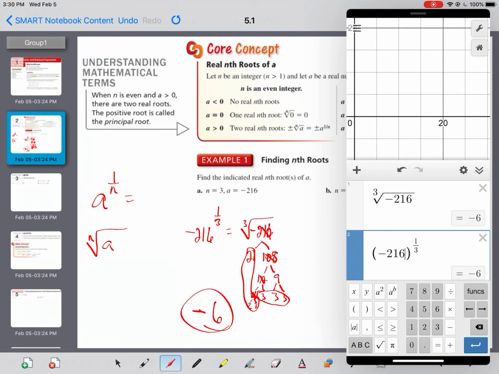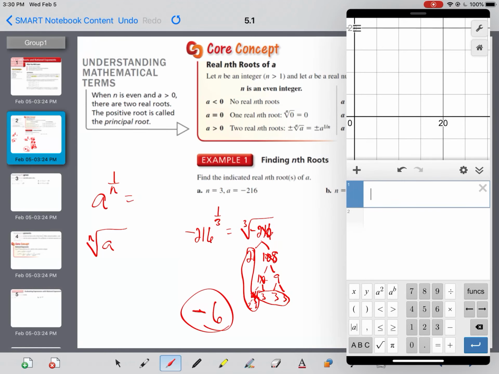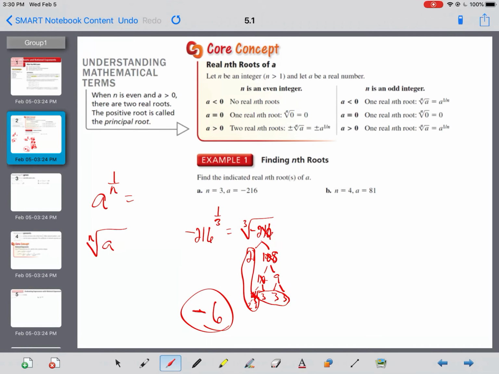Okay. Now let's look at how that works if I take the parenthesis off. If I delete that parenthesis, luckily enough, Desmos still gives us a good answer for that. But be careful with those, especially even roots, if you're going to use the calculator. Put a parenthesis around your A.